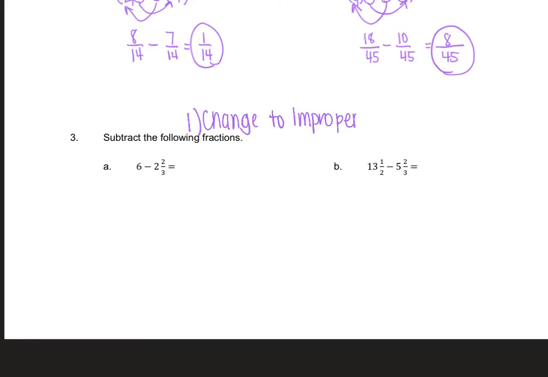There's going to be certain times where you have to regroup, just like with whole numbers. And then you are going to be in trouble. You're going to end up getting it wrong. Figurative trouble, obviously. So we're going to change to mixed numbers. The first thing we're going to do, though, before, step 0, make sure you have fractions.